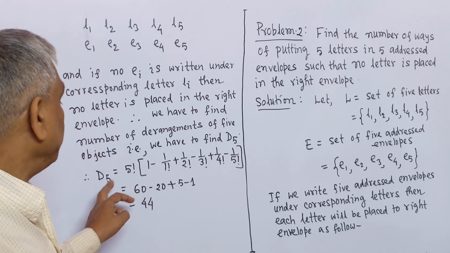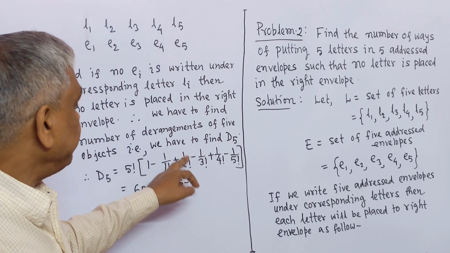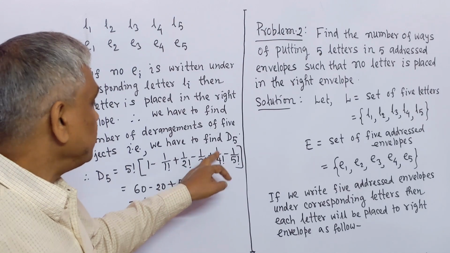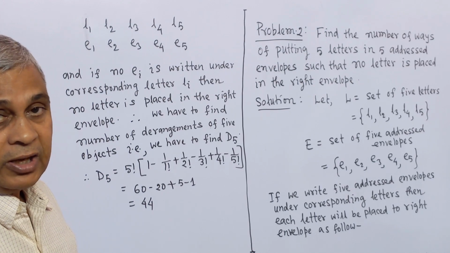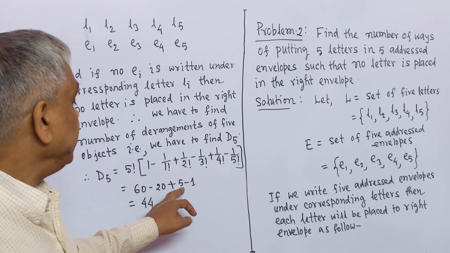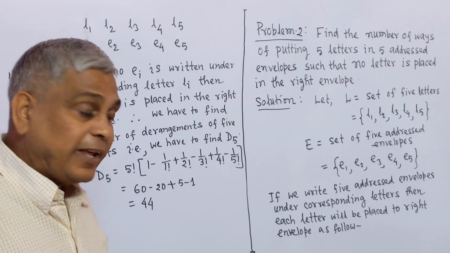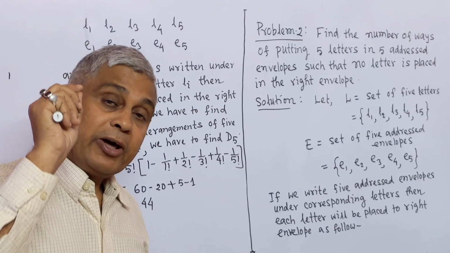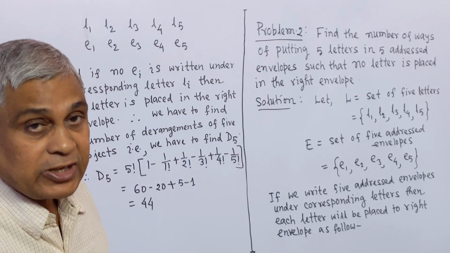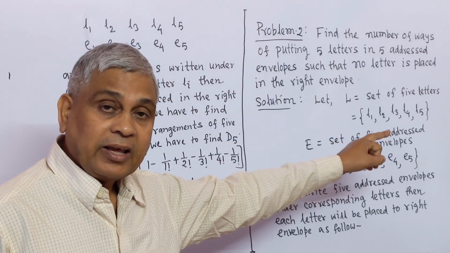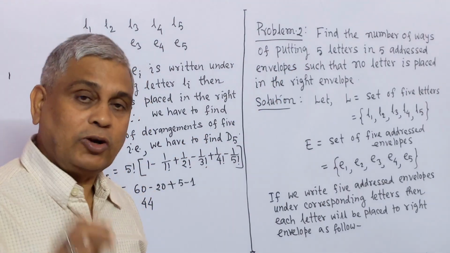And D5 equals factorial 5 multiplied by the bracket 1 minus 1 by factorial 1 plus 1 by factorial 2 minus 1 by factorial 3 plus 1 by factorial 4 minus 1 by factorial 5, bracket closed. And this is equal to 60 minus 20 plus 5 minus 1, and that is 44. So the number of derangements equals 44. That is, the number of ways of putting 5 letters in 5 addressed envelopes such that no letter is placed in the right envelope is 44. Our problem is solved.